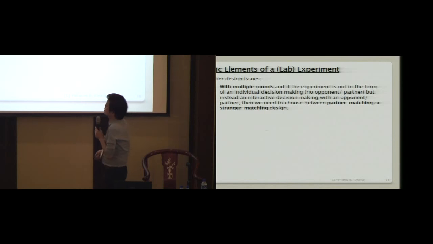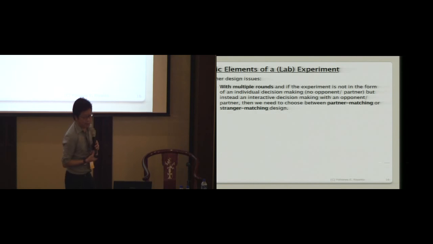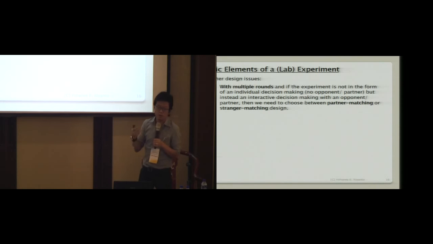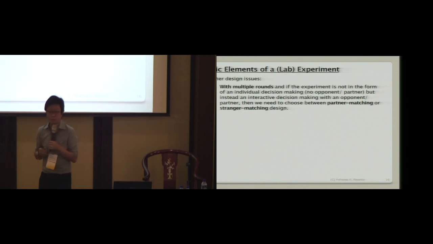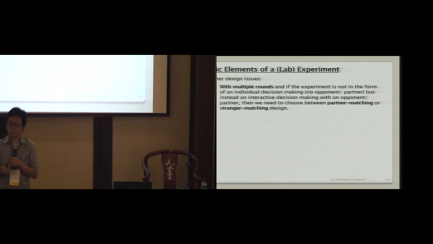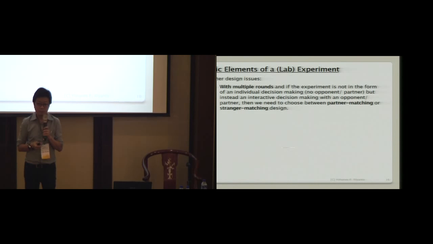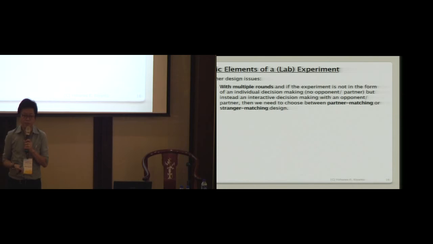Then, if you do multiple runs and the experiment is not in the form of individual decision making, suppose in the public goods game the group consists of 5 members, and you run many rounds. Would you want to keep the same group members, or would you want to randomly assign them to groups? So each round, they have different group compositions. So this may not matter, but theoretically this is important, because if you play with the same members every time, you basically have a repeated game.